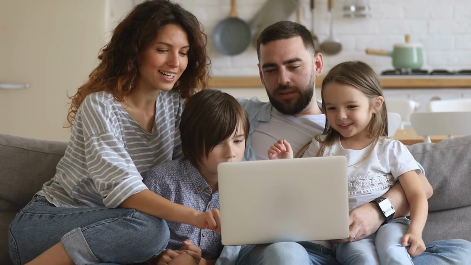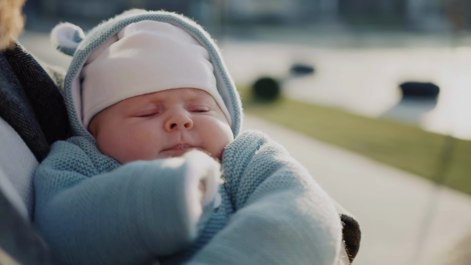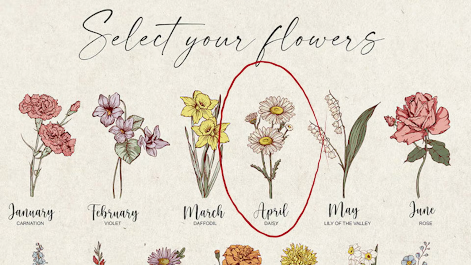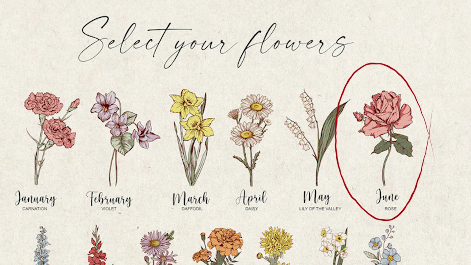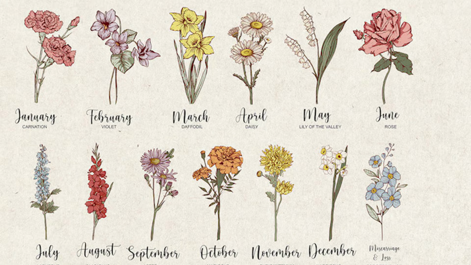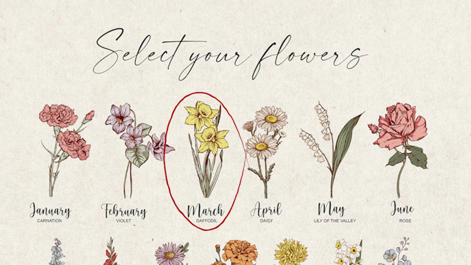Okay, so let's say there are 4 family members that the customer wants the bouquet for. 1, the son born in April, which means that the representation for that is a daisy. The daughter was born in June, which means that the rose represents June. The father born in August, which means that's a poppy. And March for the mother, which is the daffodil.